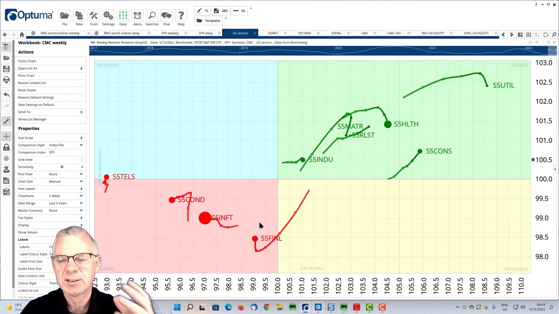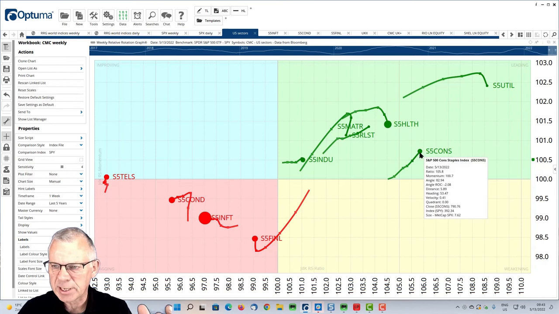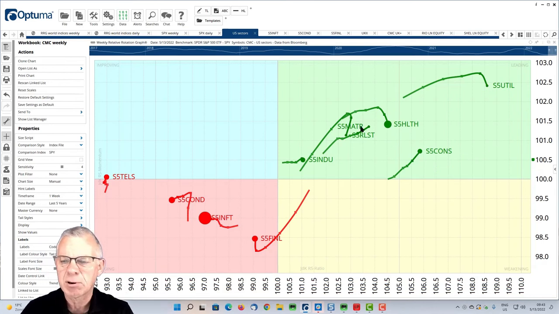And the defensive stuff is healthcare, is consumer staples, is utilities. And as you can see, they're all still inside the leading quadrant. Healthcare is rolling over a little bit, but it's still very high on the RS ratio scale. So for me, this still remains a very defensive rotation in the US.